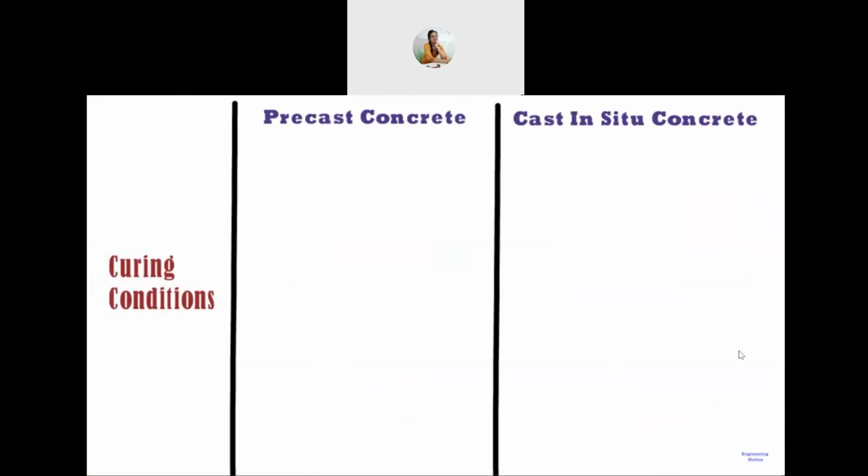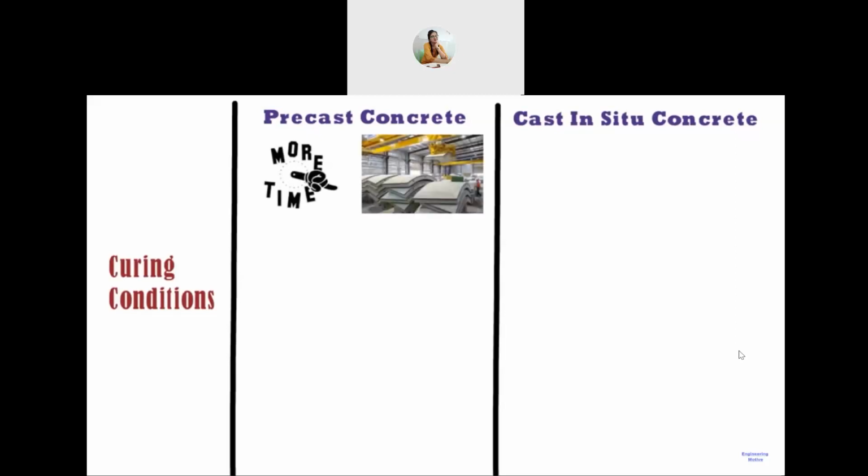Curing conditions. In construction industry, curing takes major time in project completion. In precast concrete method, curing conditions can be controlled in a factory and high early strength can be achieved with the help of accelerated curing.